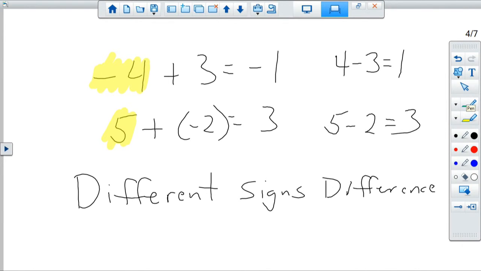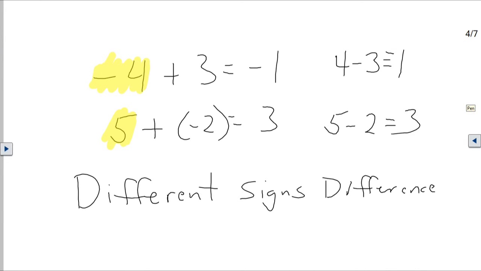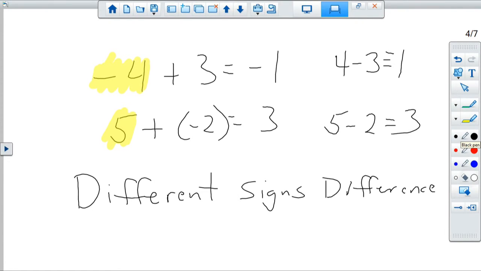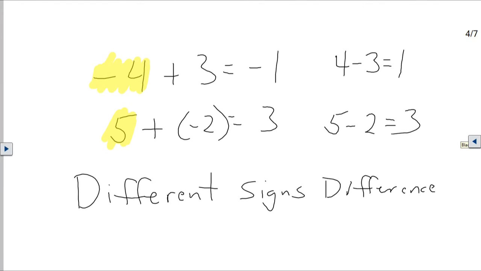Let me fix this first one here. So we can see the first example, -4 plus 3 is -1. I guess I didn't need to do that, did I? And the second one, 5 plus -2 is +3. So we want to do different signs, find the difference. We realize we have a positive and a negative, subtract absolute values. Then to see which sign we use for our answer, we look at the one with the larger absolute value, or what do we have more of? Do I have more negatives? Do I have more positives? And then we use that as the sign of our answer. So same sign, sum, different sign, difference.